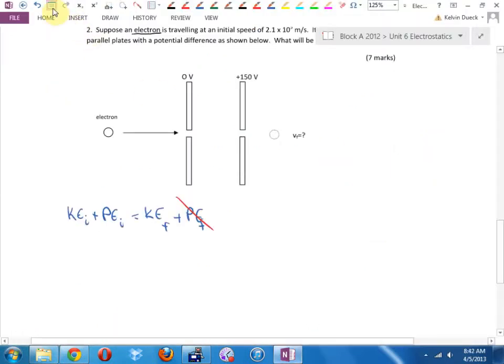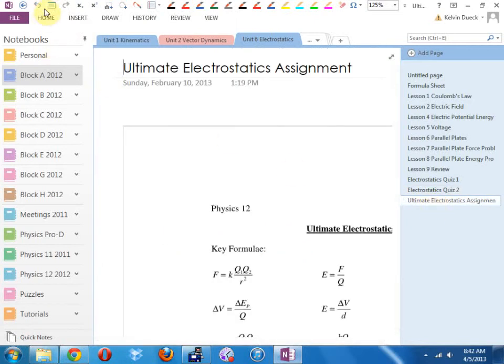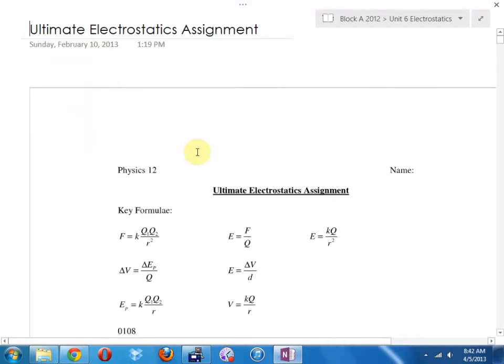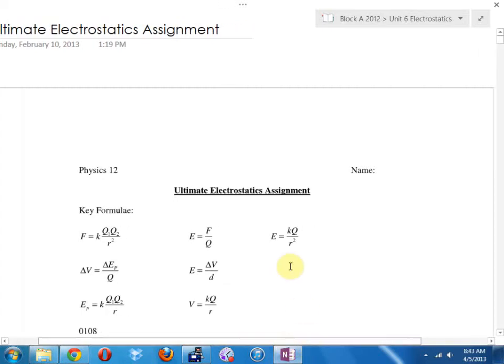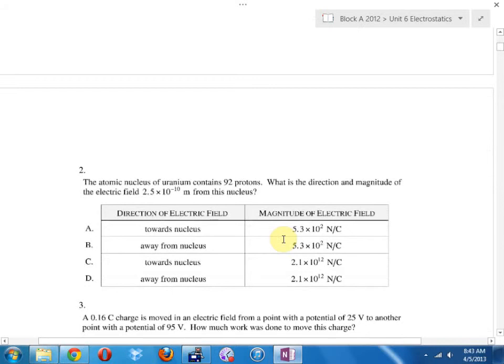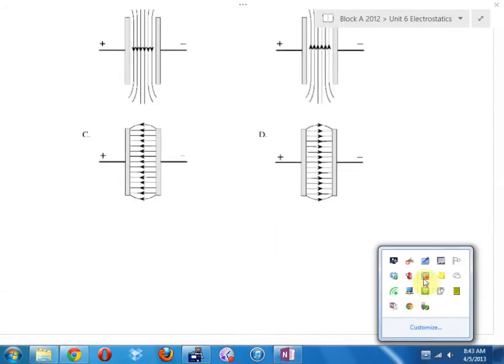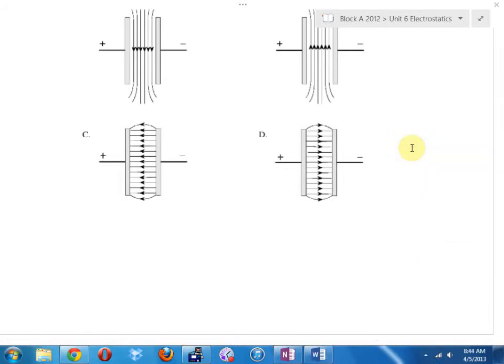So, I had been asked to look at the ultimate electrostatics assignment review. Usually during the tutorials after school, I do my I like this question routine. However, since I wasn't recording yesterday's session because my tablet was broken, I'll do it right now. Questions I like.